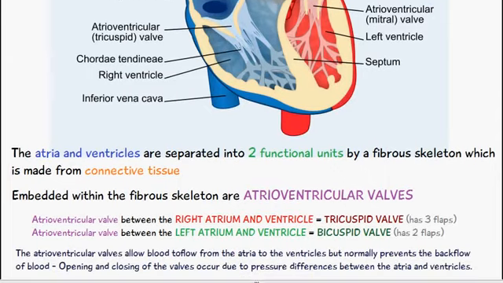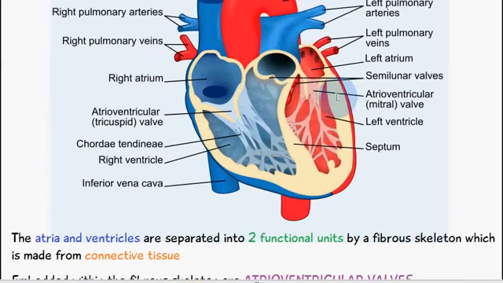So, the atrioventricular valves allow blood to flow from the atria to the ventricles, but normally prevent the backflow of blood. And opening and closing of the valves occurs due to pressure differences between the atria and ventricles. Remember, when the atria is filling with blood, these valves are closed. If they were open, then blood would just fill the atria and straight away fall into the ventricles. So when the atria is filling with blood, these valves are closed.